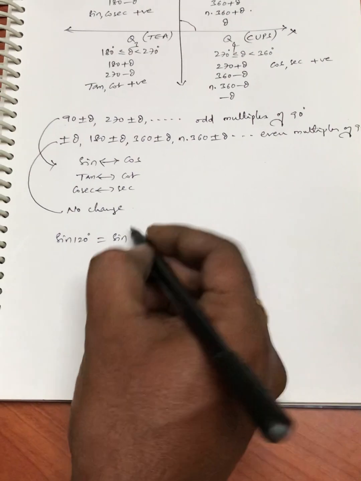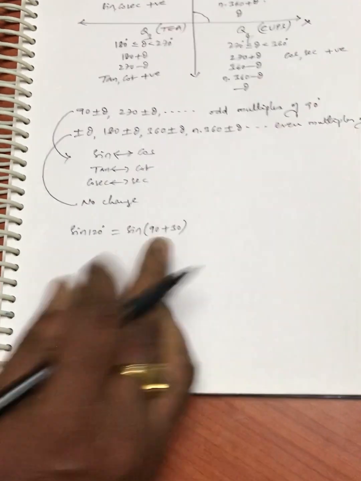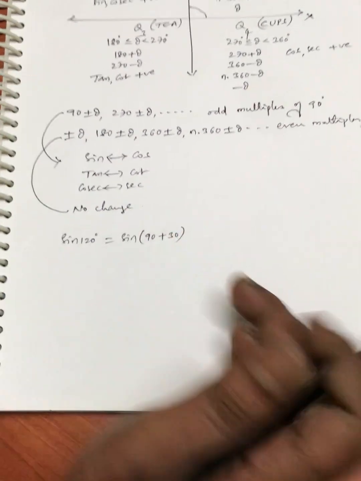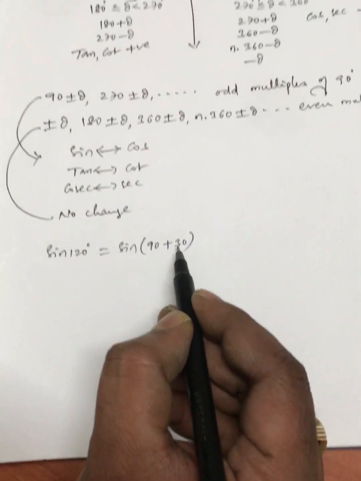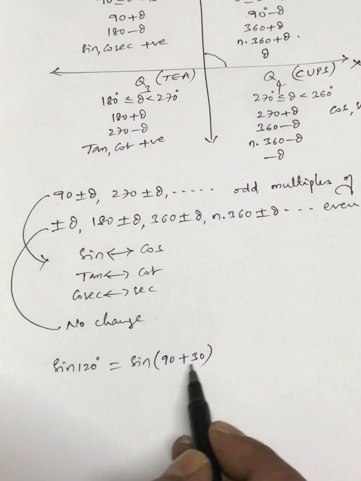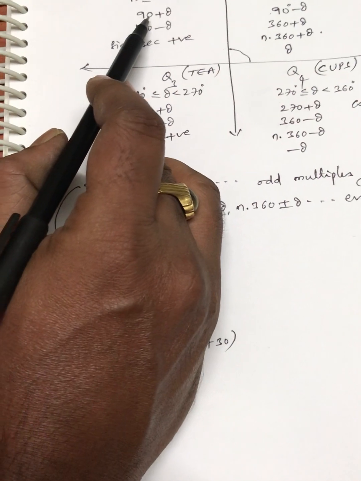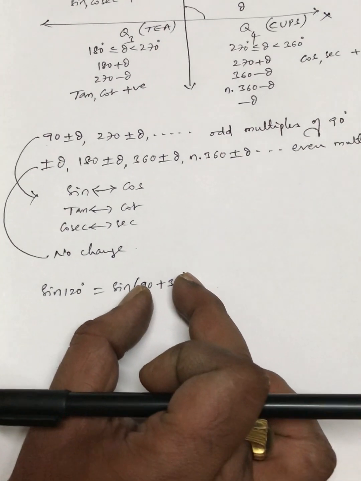Now I am writing 120 as 90 plus 30. First observe the angle. Here this angle is in the form of 90 plus theta. Now think, 90 plus theta lies in which quadrant? 90 plus theta lies in the second quadrant. Observation is over. The angle is in the second quadrant.